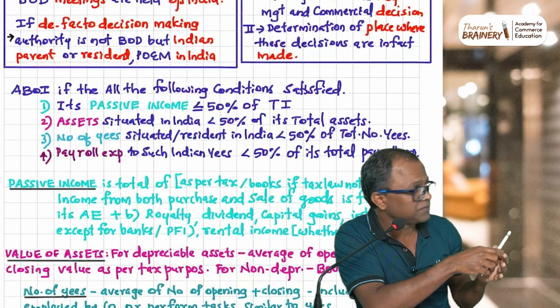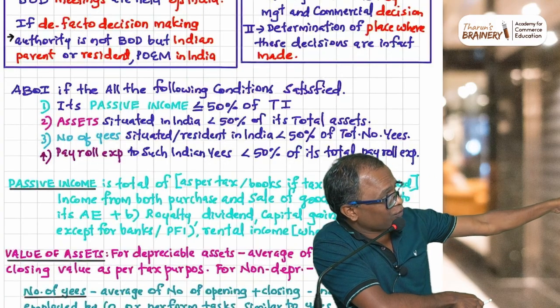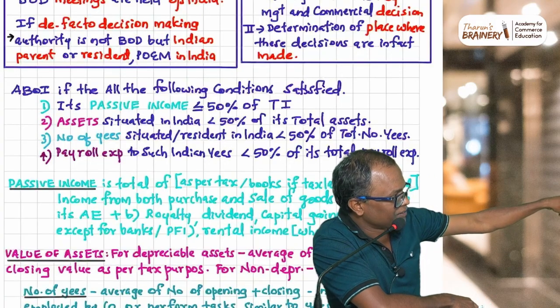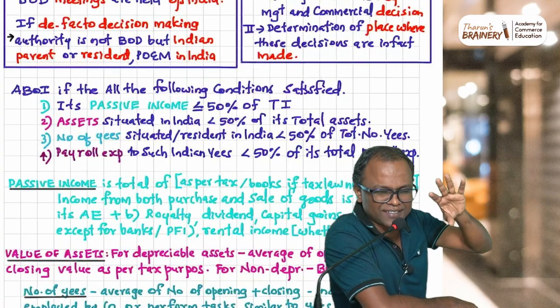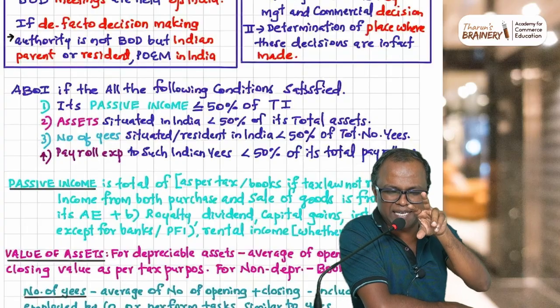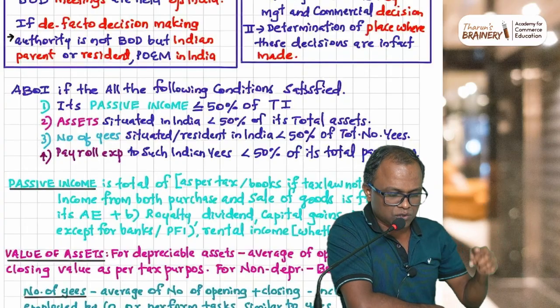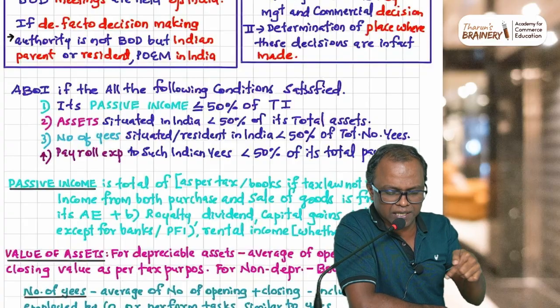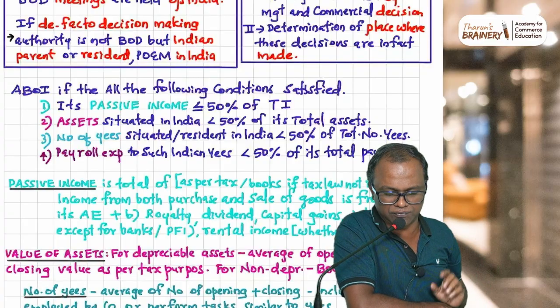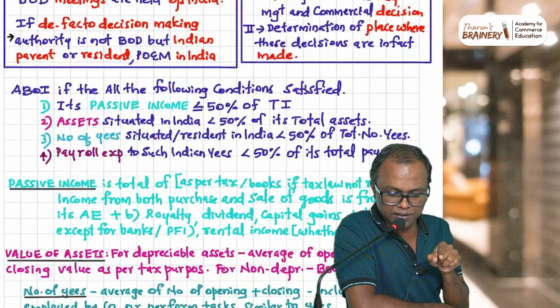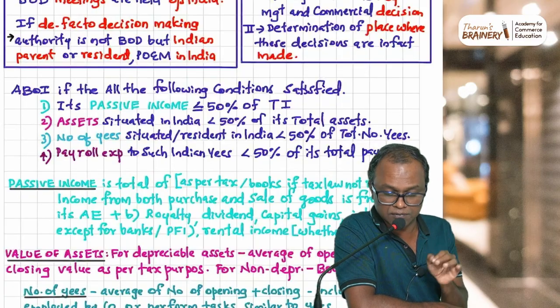And second test, assets situated in India. Remember, the second, third and fourth tests are specific to comparison of India with the total. So assets situated in India should be less than 50% of the total assets of that foreign company. Less than, equal to condition violated, less than.